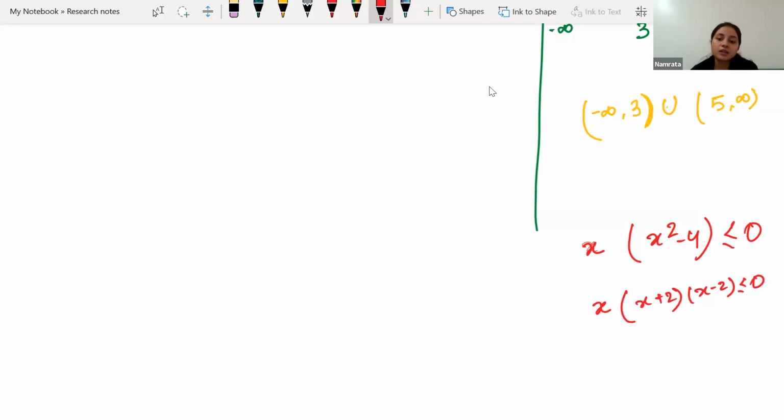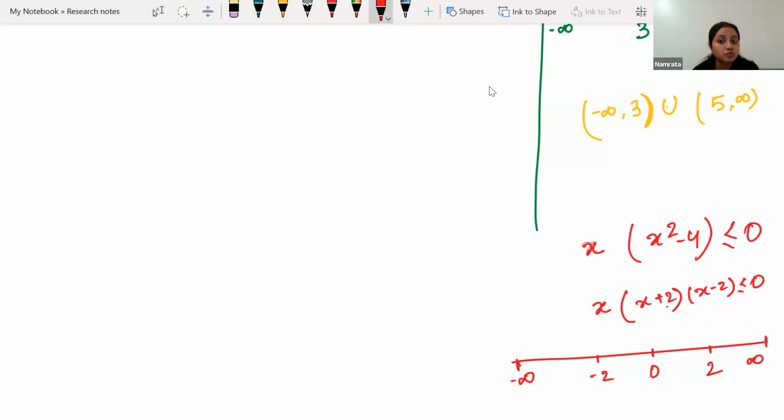After factorizing, just draw the real line, minus infinity plus infinity. Locate your critical points. So here we can see our critical points are 0, minus 2, plus 2. Here how many parts, how many intervals are we getting? Minus infinity to minus 2, minus 2 to 0, 0 to 2, 2 to infinity.